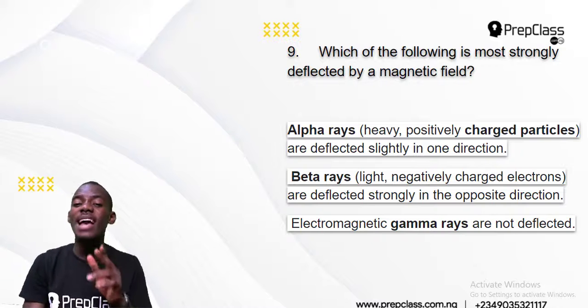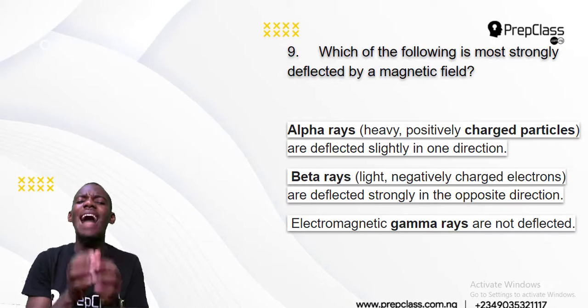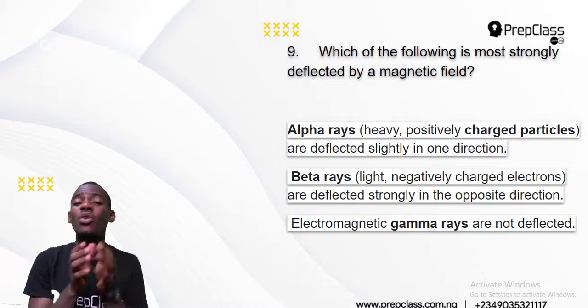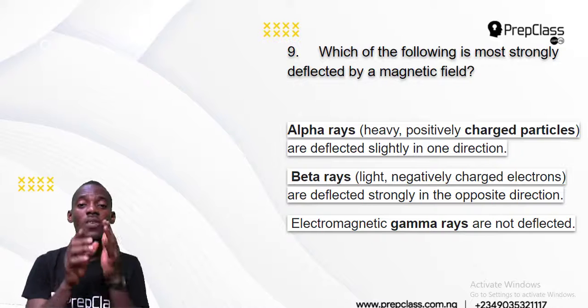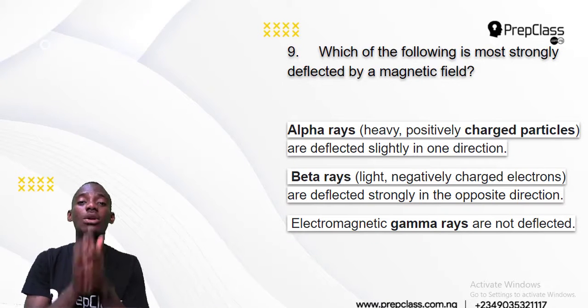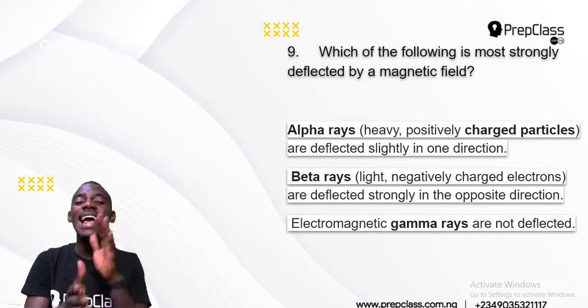But beta is negative. It is light because it is negatively charged and it is an electron. Electrons are actually very light. They are not heavy at all. The mass of an atom is in the nucleus of the atom, where the protons and the neutrons are, but the electrons move around. An electron is extremely light.